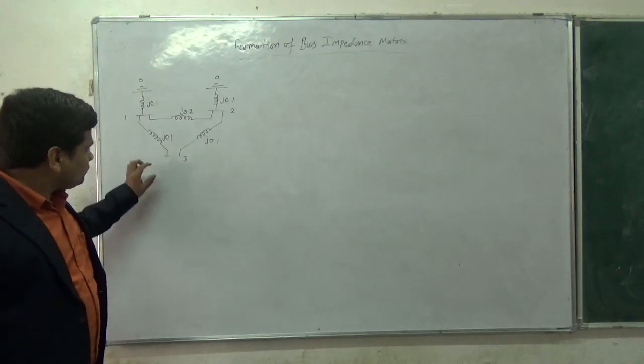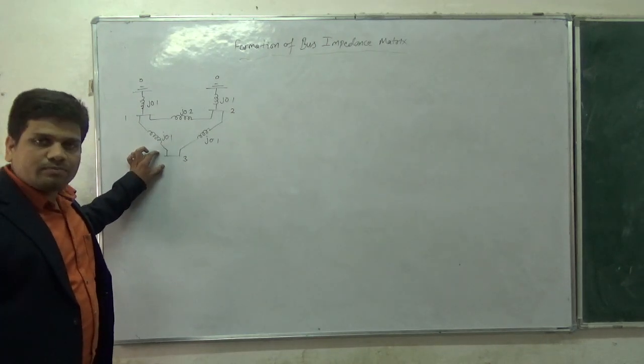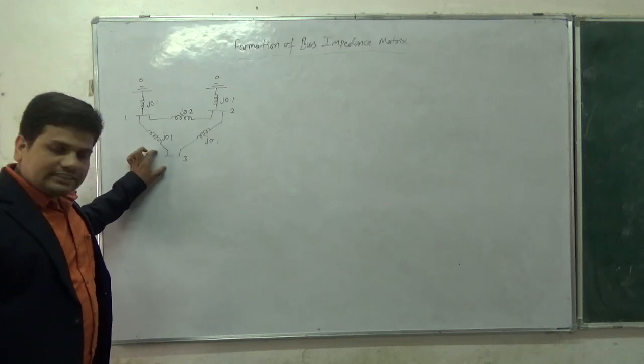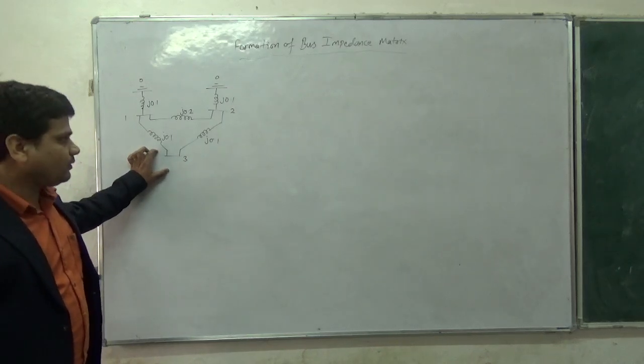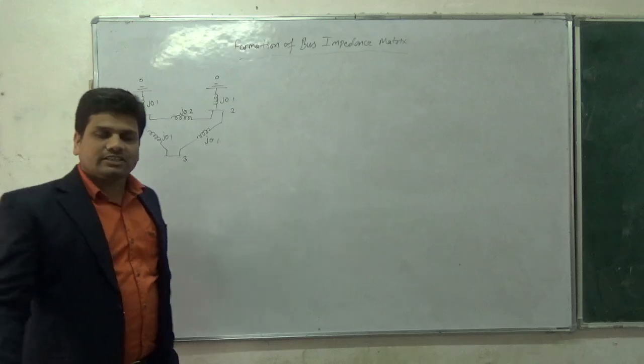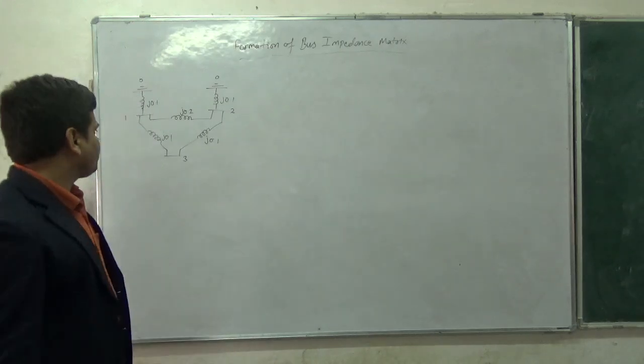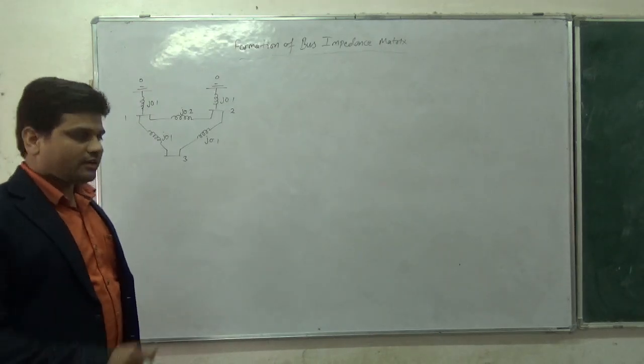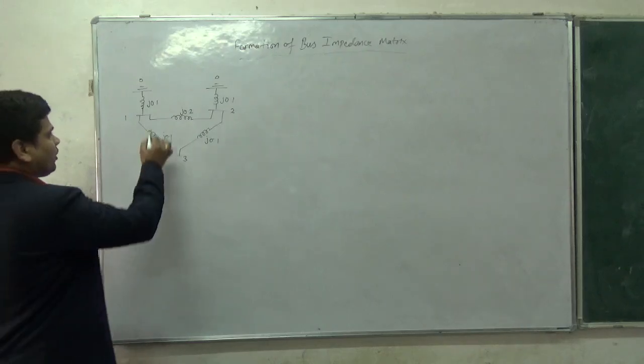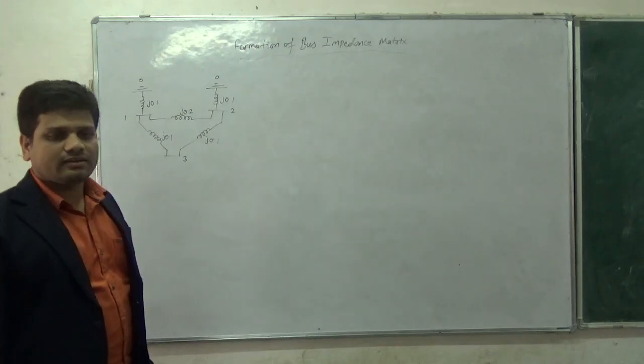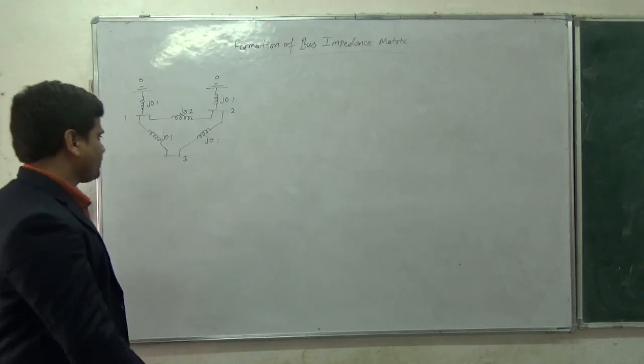So I need to develop Z bus matrix for this network. So let's start how to form the bus impedance matrix of this impedance diagram. All the quantities given here are in per unit.